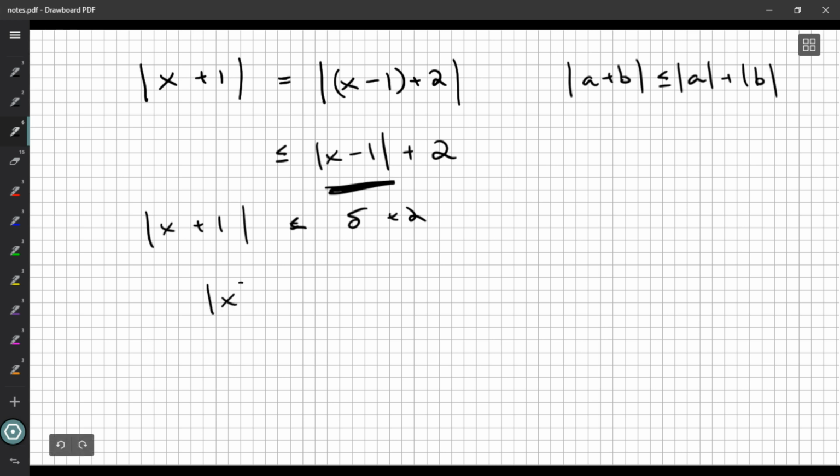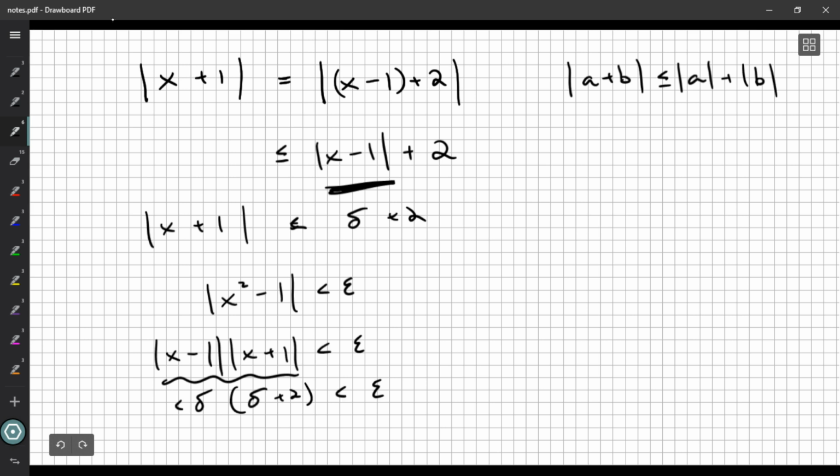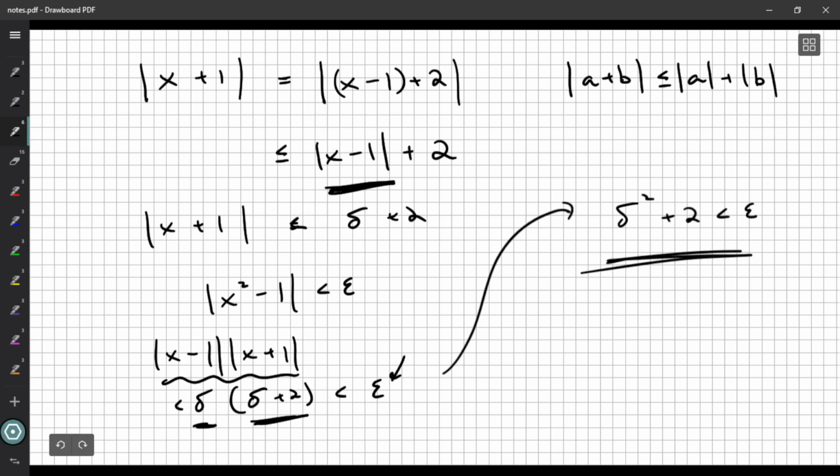So if we go back to absolute value of x squared minus 1 less than epsilon, we can say, well, this part here is less than delta, this part here is less than delta plus 2. So as long as I pick my delta so that delta times delta plus 2 fits in between these two, I'll have shown what I need to show. Unfortunately, that now requires me to solve for delta values that sit in here. And that is certainly a possible approach. It's not necessarily going to be the nicest thing.